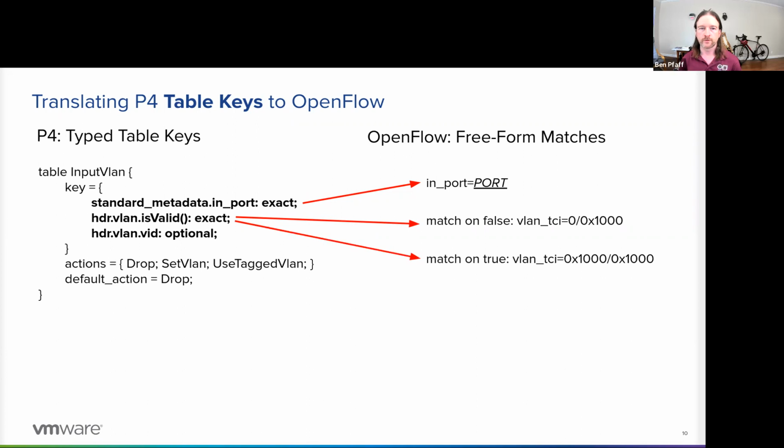If it says to match on true, for a packet that has a VLAN header, then it translates into a different OpenFlow match. The final line is a P4 optional match, so that whatever inserts a flow into the P4 table can choose whether to match on it or not. If it does match, then OfP4 translates it into a match on the VLAN that the user specified. And if no match was specified, then OfP4 omits that from the OpenFlow match expression entirely.